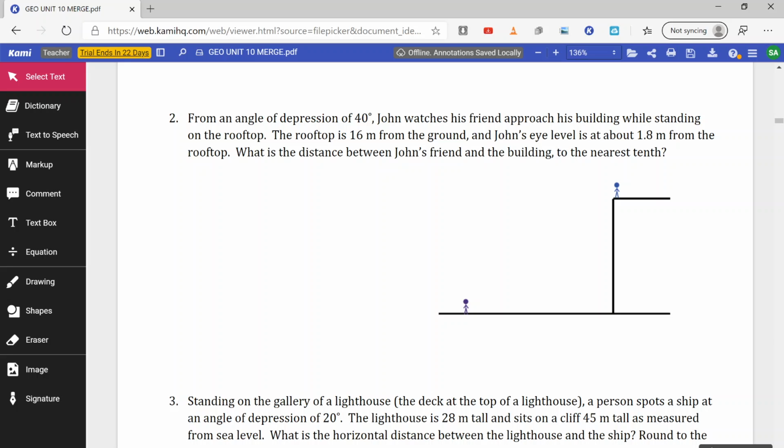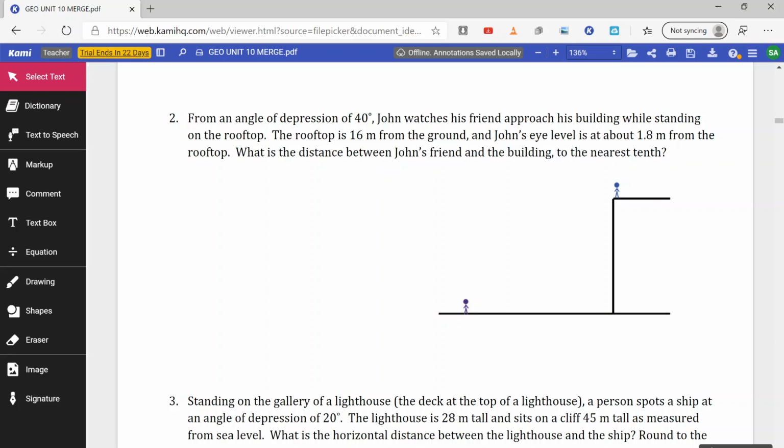Now this one, our second problem here, we have an angle of depression of 40 degrees. John is watching his friend approach his building while he's standing on the rooftop. The rooftop is 16 meters from the ground, and John's eye level is about 1.8 meters from the rooftop. How far is John's friend from the building to the nearest tenth?